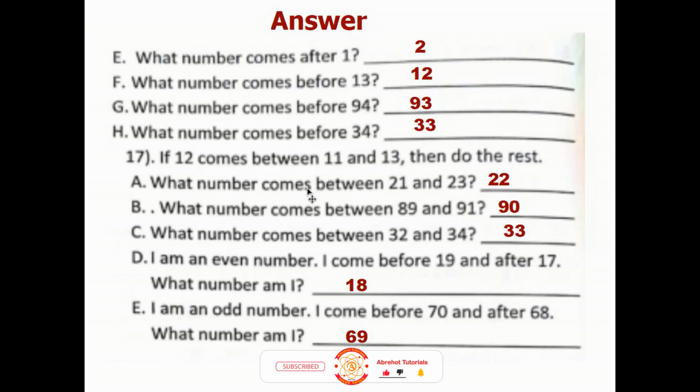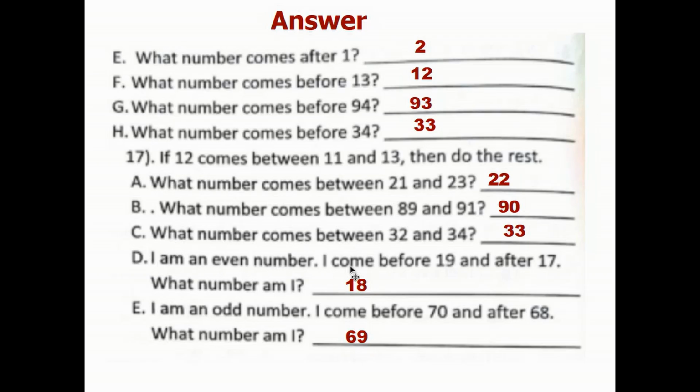It says, what number comes between 21 and 23? Between 21 and 23, there is one number, which is what? 22. Good. And B, what number comes between 89 and 91? What number comes between these two? There is 90 between. Yes? Good. What number comes between 32 and 34? There is 33 in between.